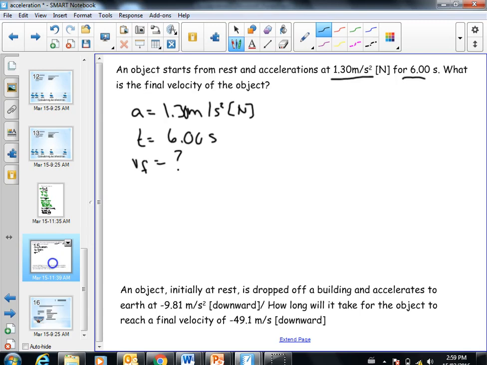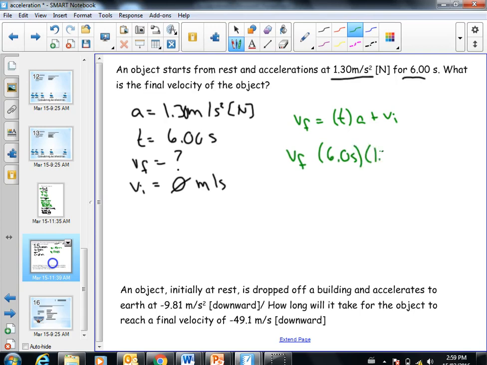I don't know that. But initial velocity, even though it doesn't tell me, it does tell me it starts from rest. So that tells me that it's 0 meters per second. All right, so now I'm looking for final velocity. My final velocity equation that I got from my last page looks like this. VF equals T times A plus VI. Now I can just put in my numbers.